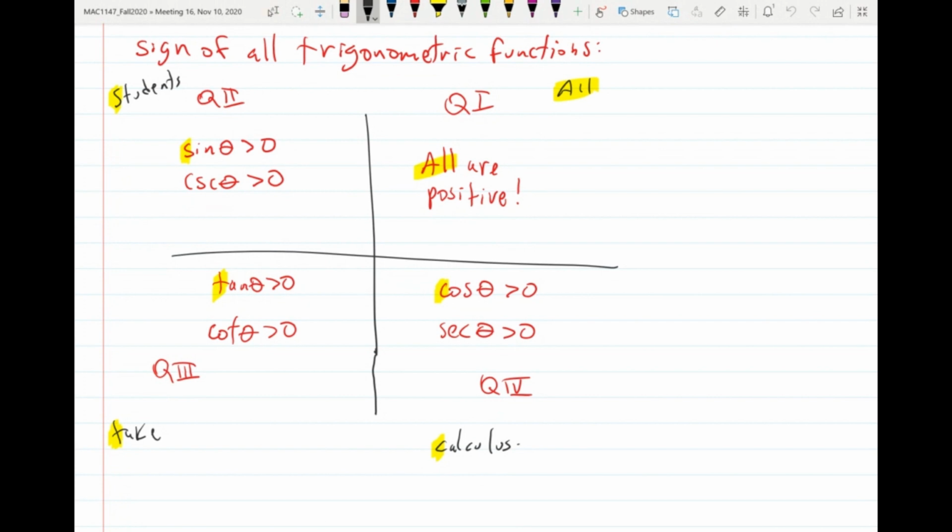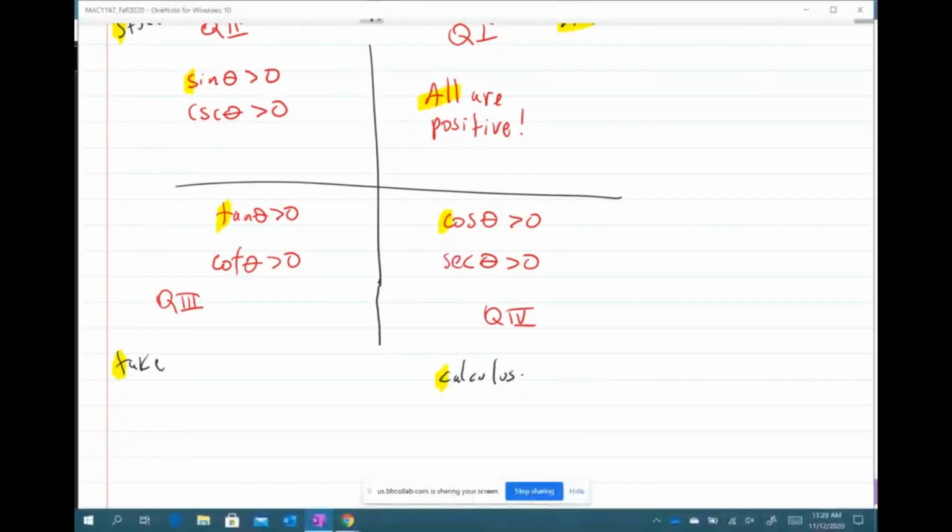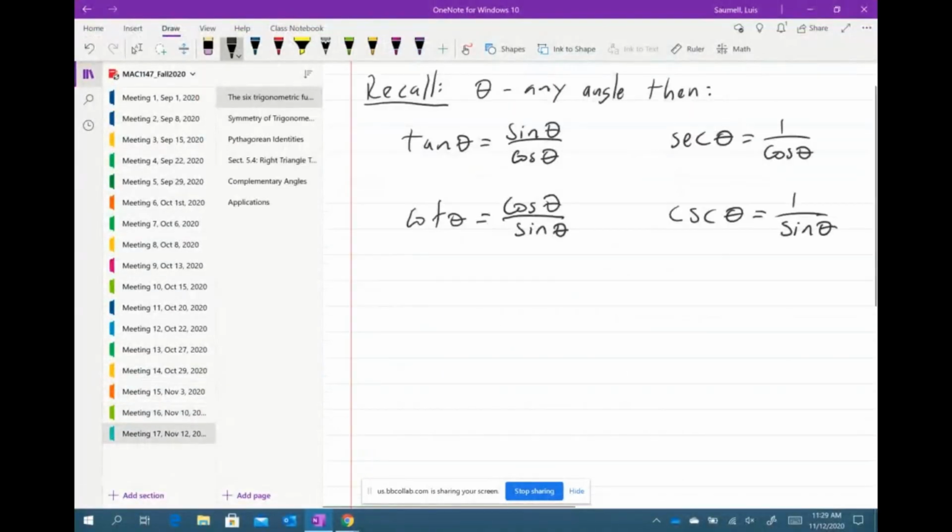And the summary is that in quadrant 1, everybody is positive. In quadrant 2, only sine and therefore cosecant are positive, the rest are negative. In quadrant 3, you only have tangent being positive, and therefore cotangent, the rest are negative. And in quadrant 4, cosine is positive, and therefore secant is positive, the rest are negative. And then we stop right there. I just want to continue right here, okay?